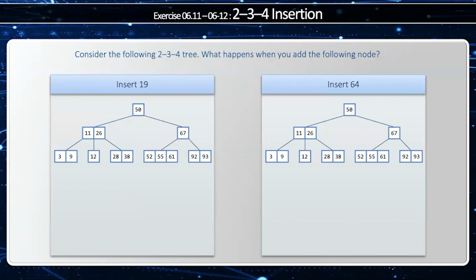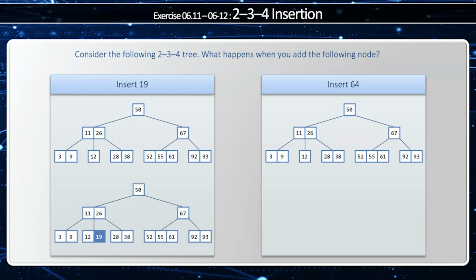Consider the following 2, 3, 4 trees. What happens when you add, well, 19 to the left tree? Well, 19 is less than 50, so I go left. 19 is between 11 and 26 going down the middle, so I'm going to add 19 right next to 12.